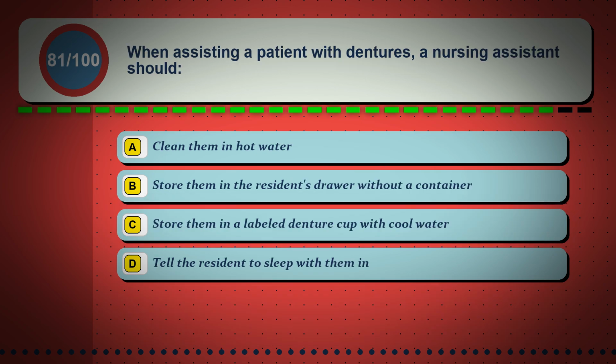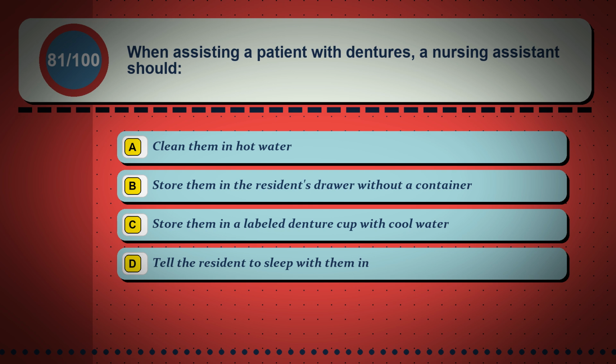Question 81. When assisting a patient with dentures, a nursing assistant should: Option A, clean them in hot water. Option B, store them in the resident's drawer without a container. Option C, store them in a labeled denture cup with cool water. Option D, tell the resident to sleep with them in.